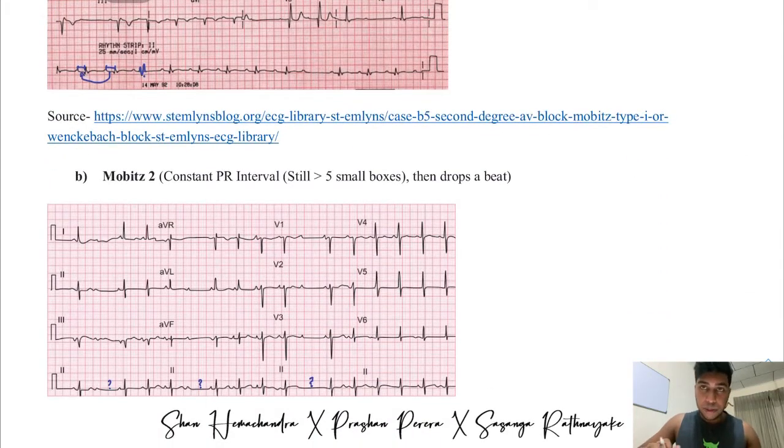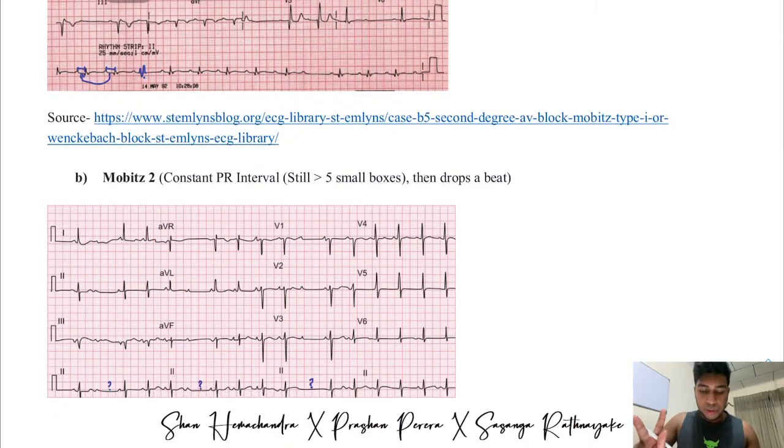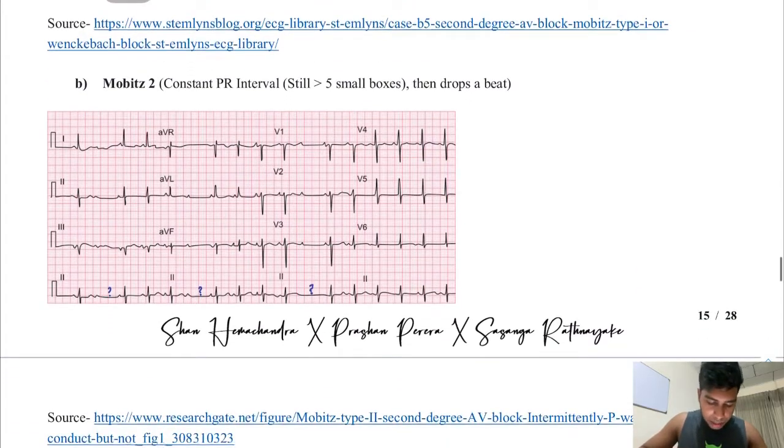Next, Mobitz type 2. In Mobitz type 2, we get a constant PR interval and then dropping a beat. So in first degree heart block, there's no dropping a beat, but the gap is going to be greater than 5 boxes. In second degree, there's going to be a dropping of a beat. In Mobitz 1, the PR interval gradually increases. In Mobitz 2, the PR interval is constant, but you get dropping of a beat.